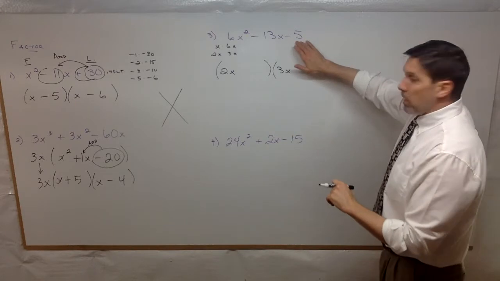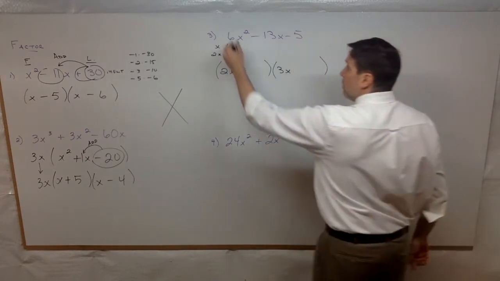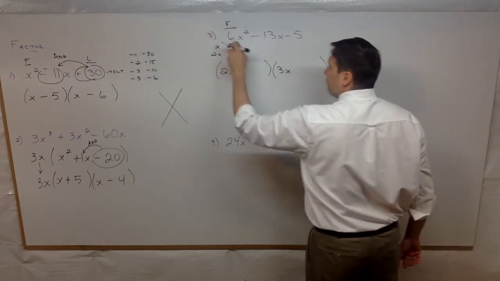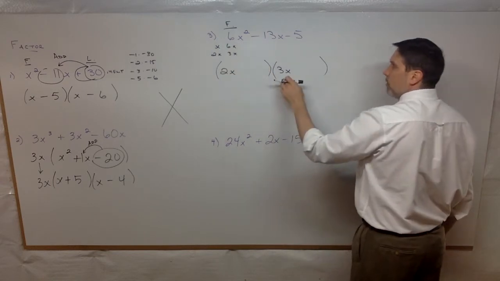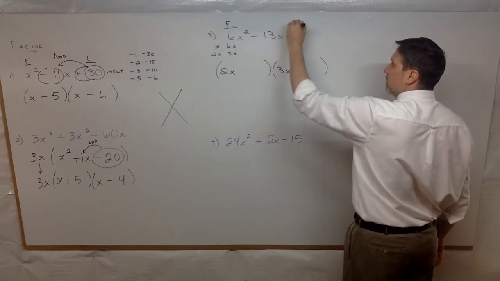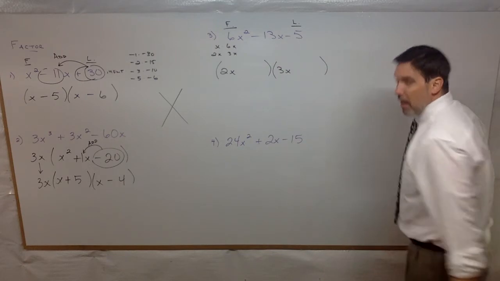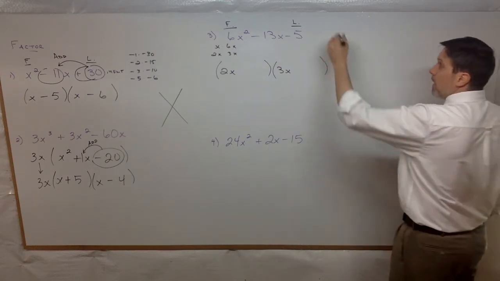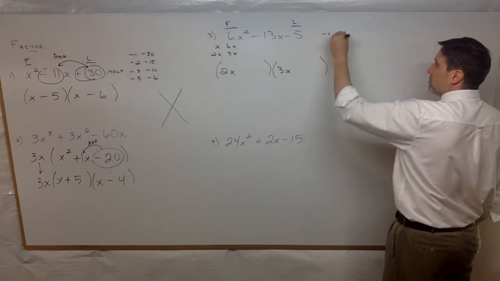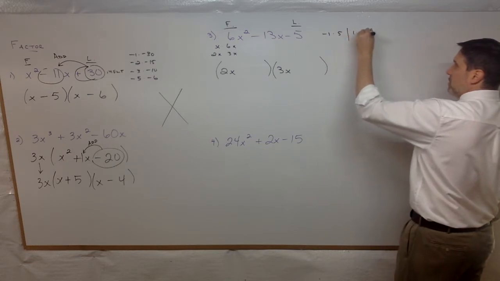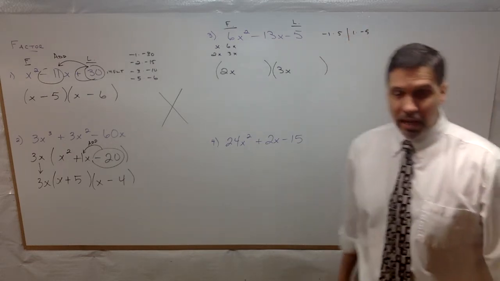All right, now we still have to guarantee the L of FOIL, so we still got to get the F of FOIL. We got to get 6x squared when we FOIL this out. That will give us the F. Still got to get a negative 5. That'll be the L. Now, for negative 5, you don't have many options. You got these two. That's it. Those are the only factors of negative 5.